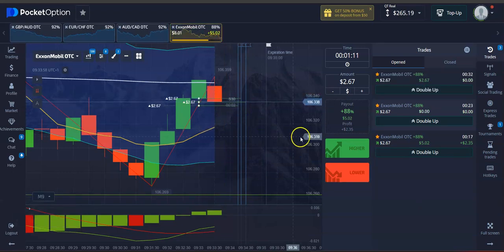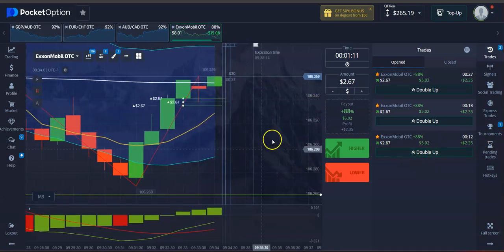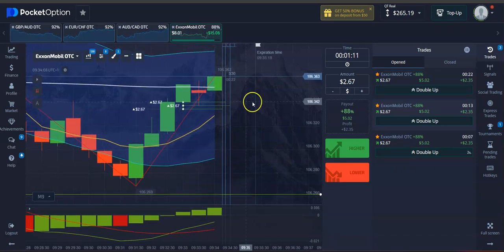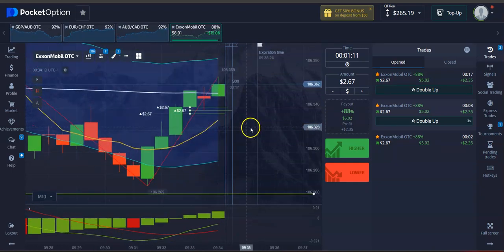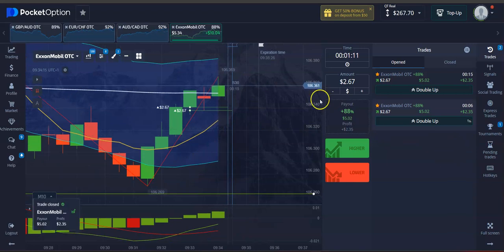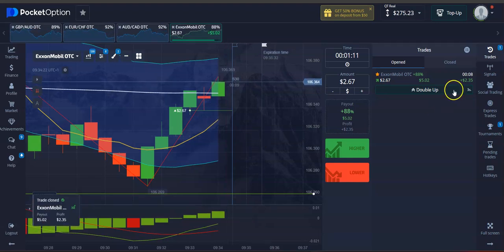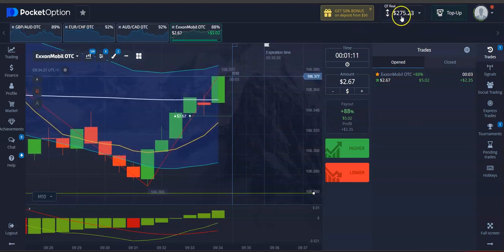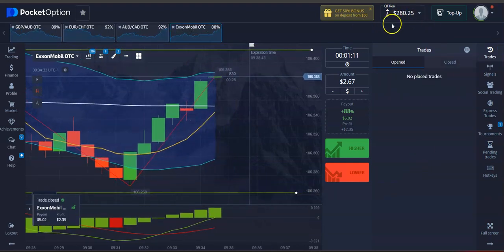All right, it doesn't look good. Okay, 15 seconds on the second one. Let's see how it goes. We still got some clearance to reach this top right here. So we got 1 second. We cleared that one. 5 seconds on the third trade. We clear that one. And if we clear this one, we're going to reach our target, which is 280 bucks. Okay, and we are there.